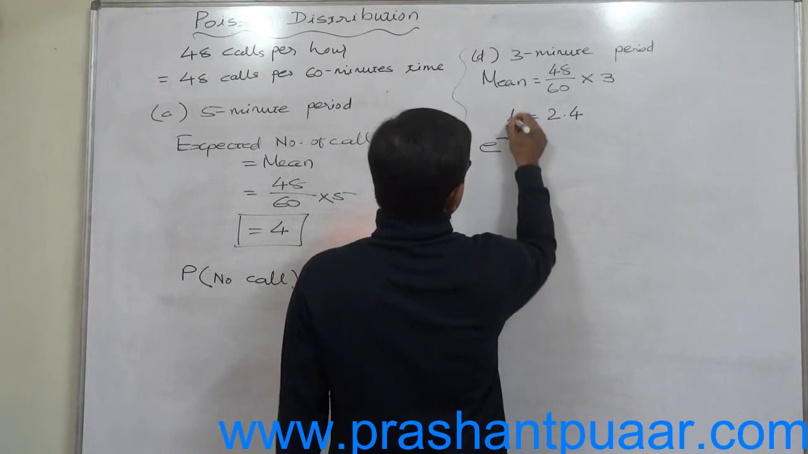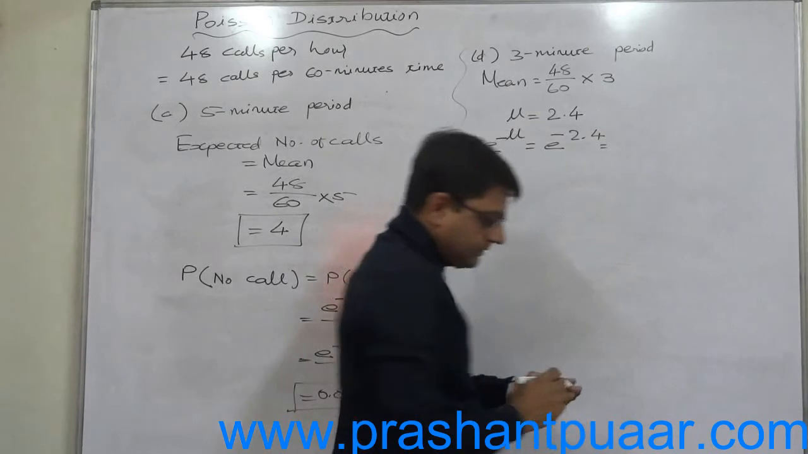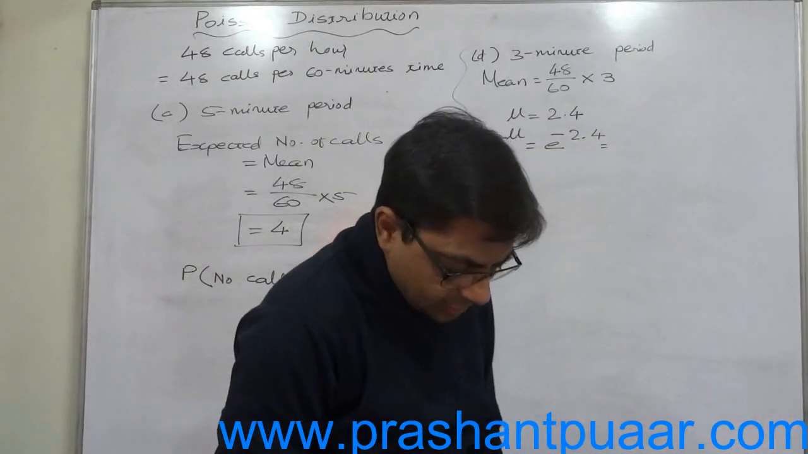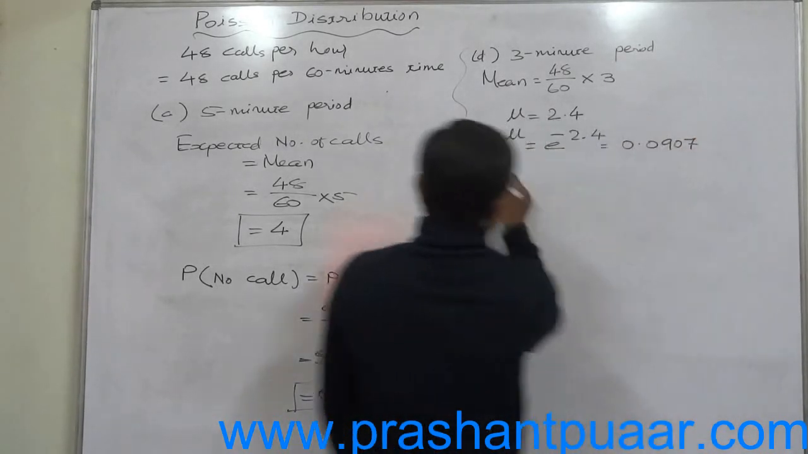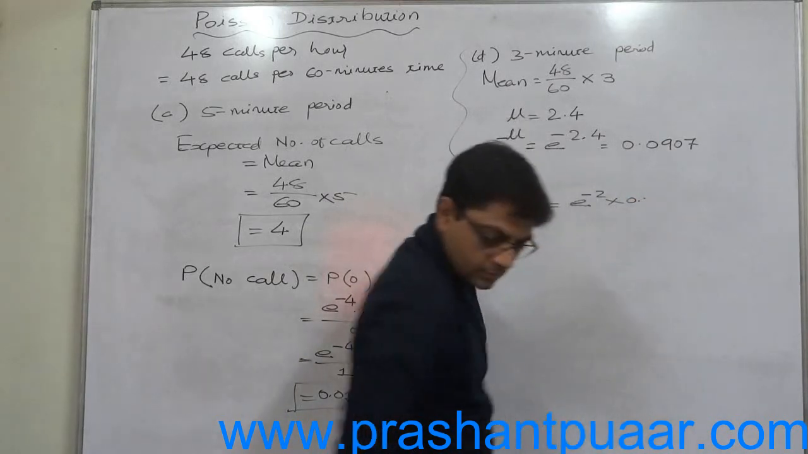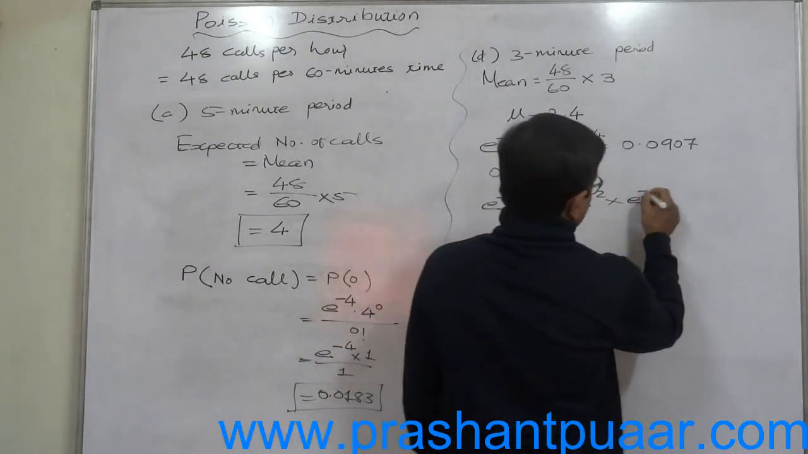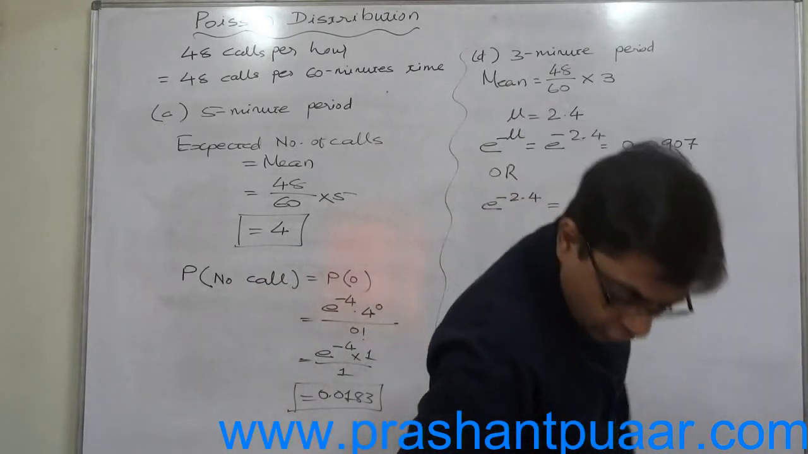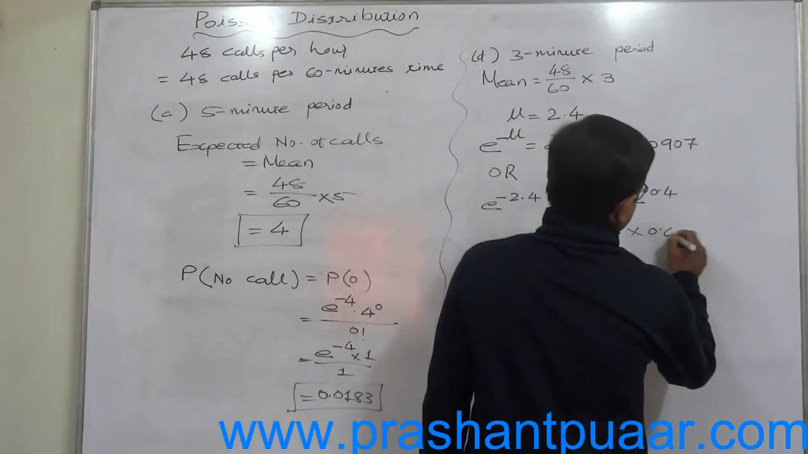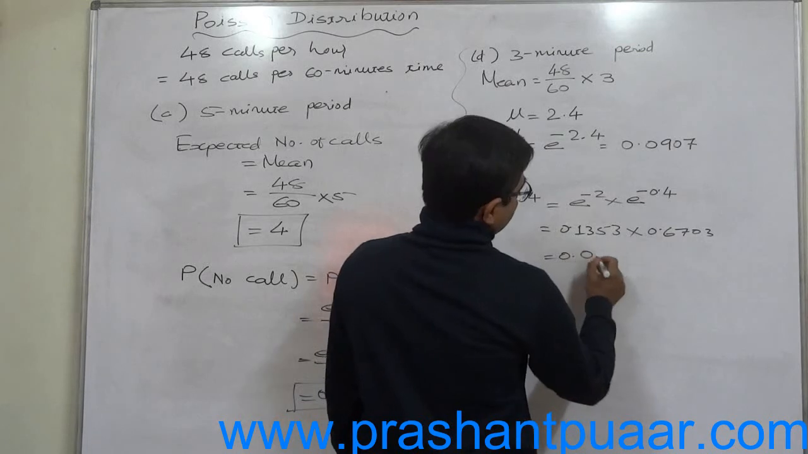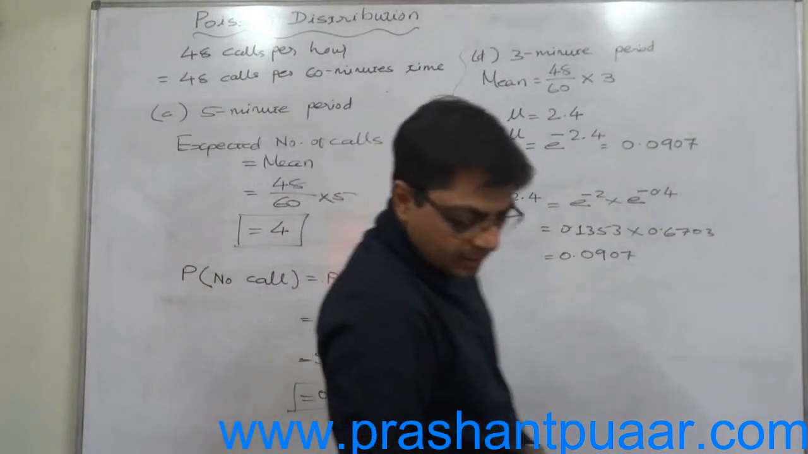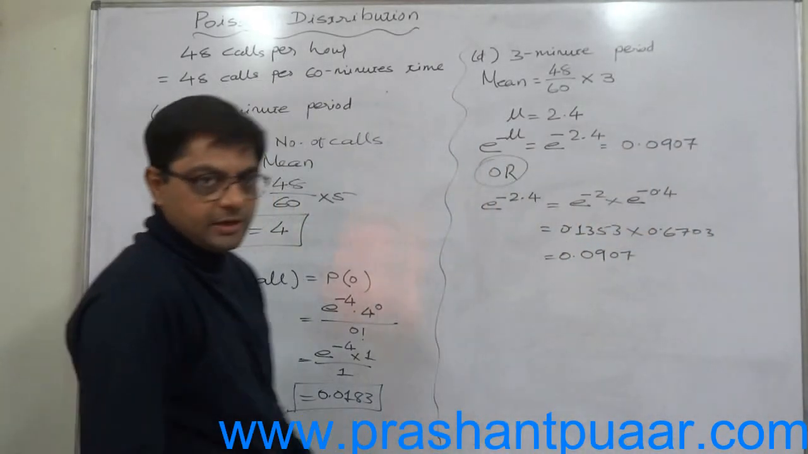So e raised to minus mean will be e raised to minus 2.4. The answer is available in two different ways. First of all, from the table, the direct value is also available for 2.4. It is 0.0907. Or e raised to minus 2.4 means e raised to minus 2 into e raised to minus 0.4. And e raised to minus 2 means 0.1353 into e raised to minus 0.4 means 0.6703. The approximate value of multiplication of these two comes to 0.0907. In this way also we can find the value. It is totally dependent on the fact at the time of solving the problem which type of table you have with you.